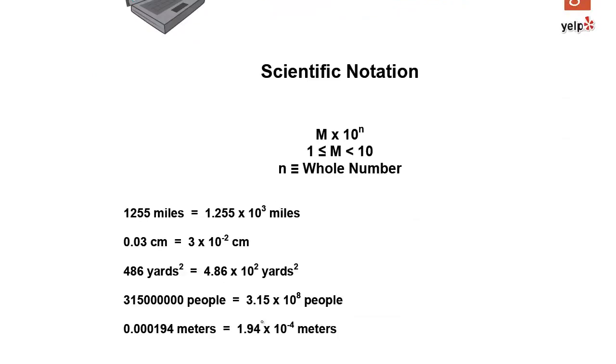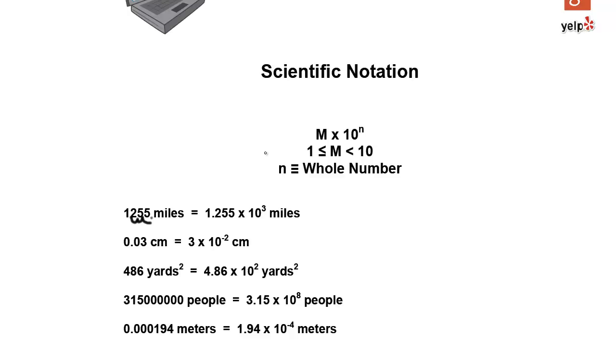Here we have 1,255 miles. I want to express this in scientific notation. So the decimal point is right there. And in order to get the value of m to be greater than or equal to 1 and less than 10, I'm going to have to move that decimal point over. And I have to move it over 1, 2, 3 places. So I'm going to write down that 1.255 times 10 to the third.